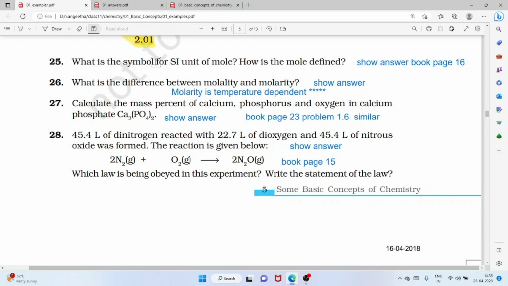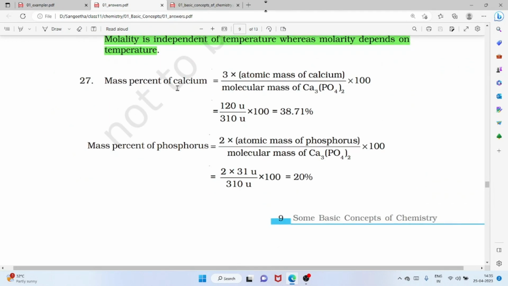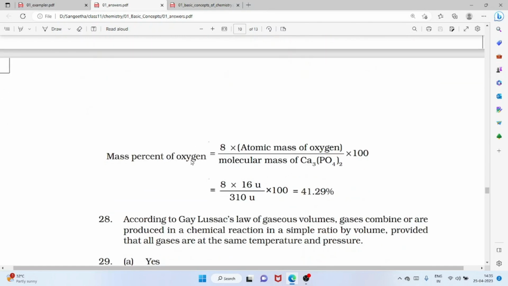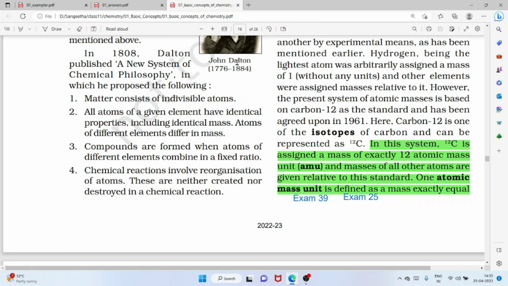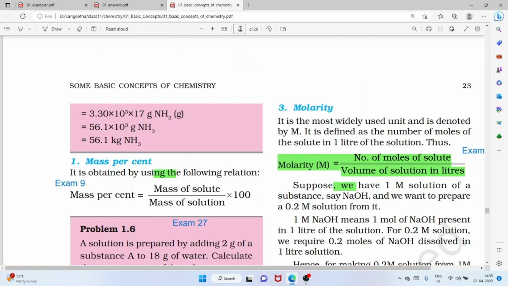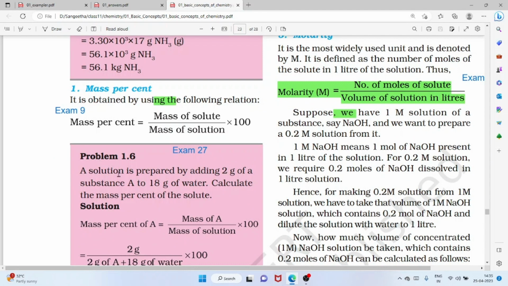Calculate the mass percentage of these things. So 27. Okay, this total mass divided by the molecular mass, they are computing. So you can go through it. See in the book, book page 23. This problem is a similar problem, mass percentage, how to compute, they have given the details here.